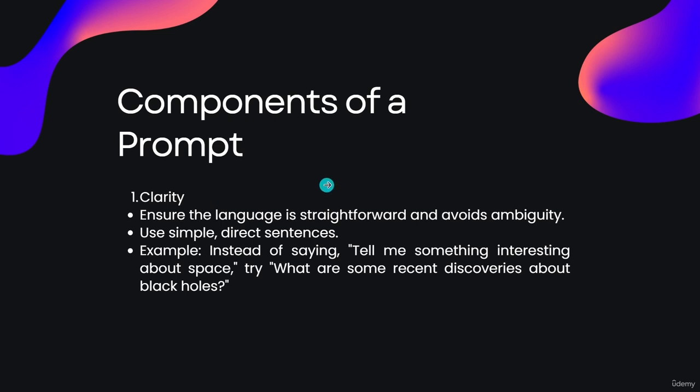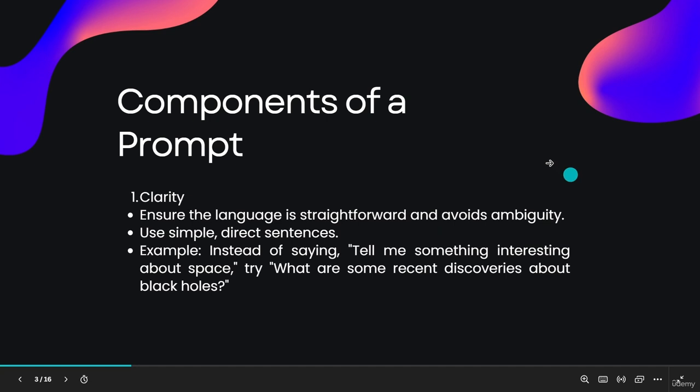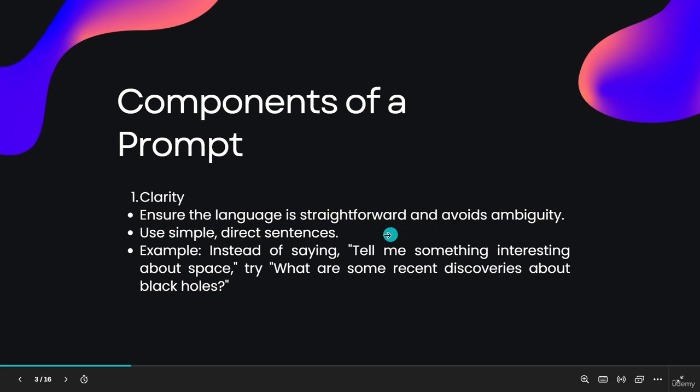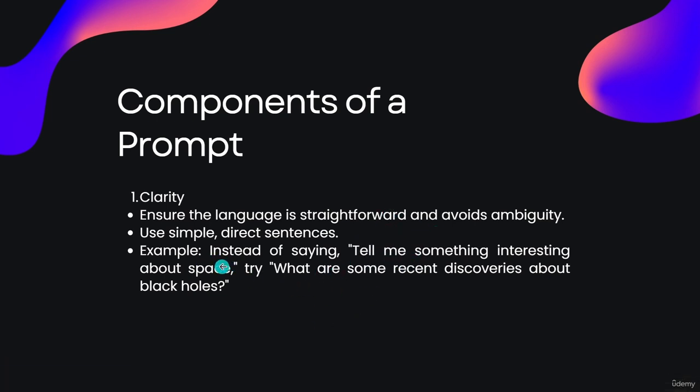Clarity means writing simple and direct sentences which have a clear intention. The AI model will generate the best output when it easily understands your intent, right? So what does clarity mean? It is a straightforward, direct sentence which makes your intent clear. You can see the example: tell me something interesting about space.